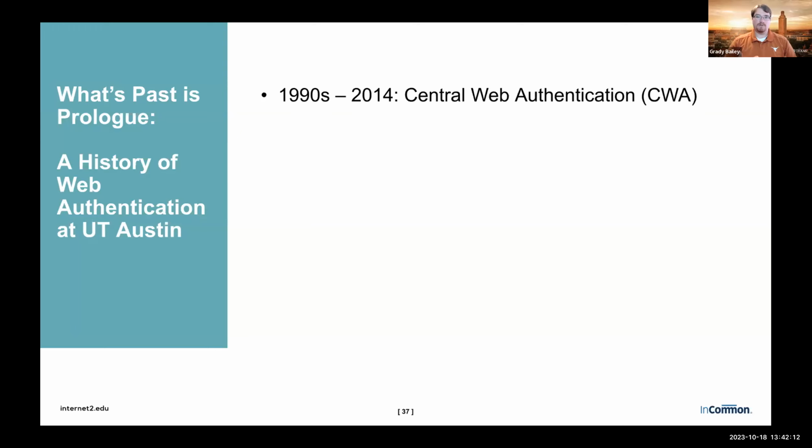It was a combination of a couple of different pieces and parts and services, including something known as the fat cookie, which was a big encoded, encrypted cookie that contained a lot of different pieces of data about an individual. That cookie could then be read by applications to facilitate a form of single sign-on authentication within the UT web services space. That existed from the late 1990s all the way up until 2014.